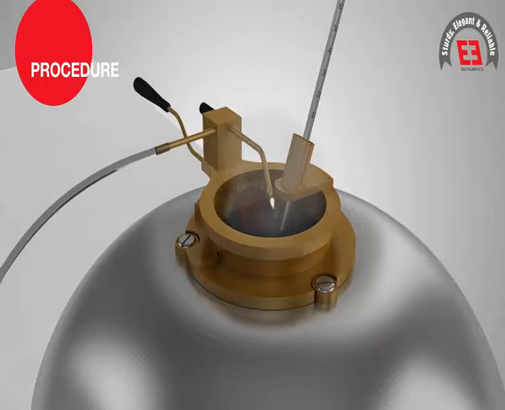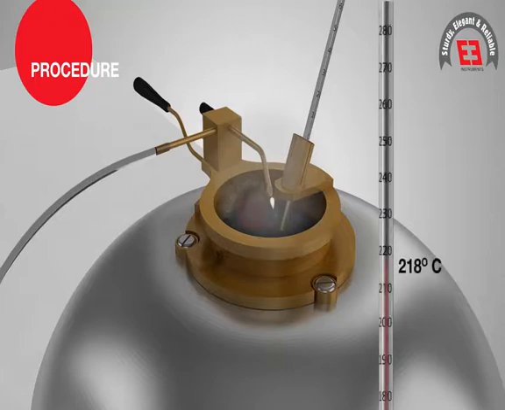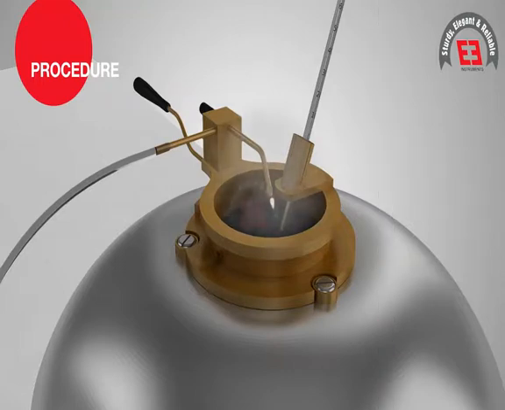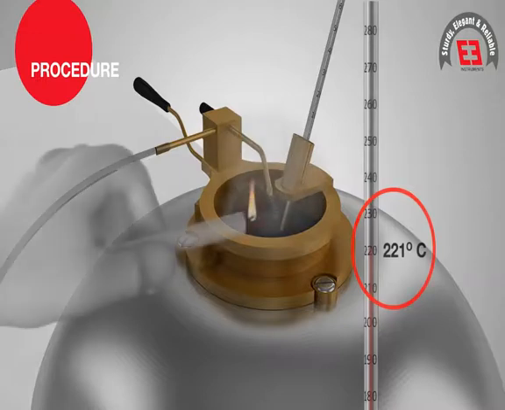When the specimen attains a temperature of about 17 degrees Celsius below the expected flash point, the test flame is applied on the surface of the sample with the help of a burning matchstick at every rise of 1 to 3 degrees Celsius. When the flash occurs for the first time, the temperature at that instant is recorded as the flash point under the open cup test.